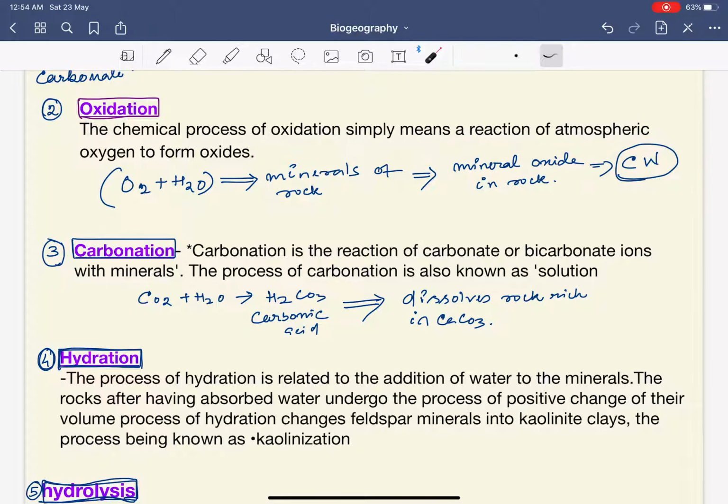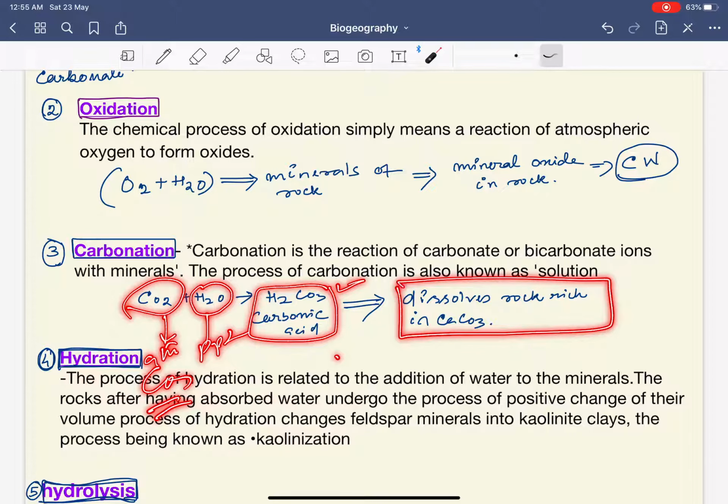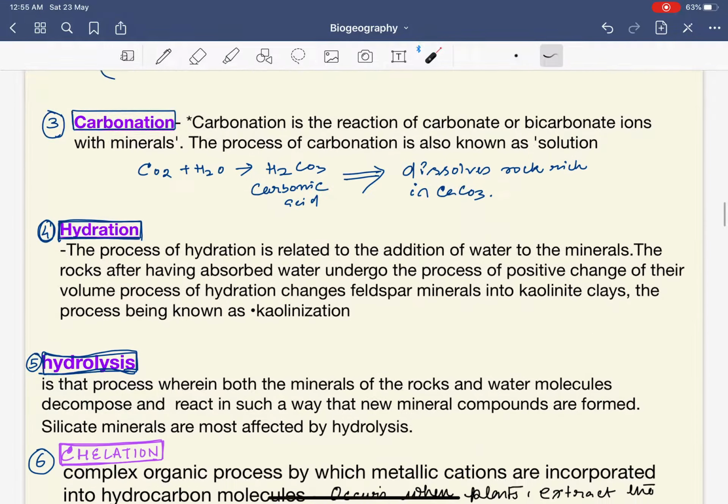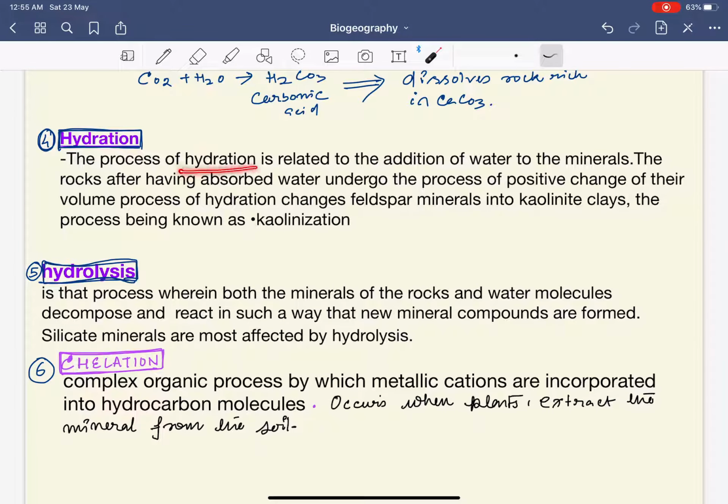Next, carbonation. What is this carbonation? Understand this from the equation. Carbon dioxide reacting with water leads to the formation of carbonic acid. This water is nothing but your precipitation, and this carbon dioxide is your atmospheric CO2. And this dissolves the rocks which are rich in calcium carbonate. Simple. Hydration. The process of hydration is related to the addition of water to the mineral.